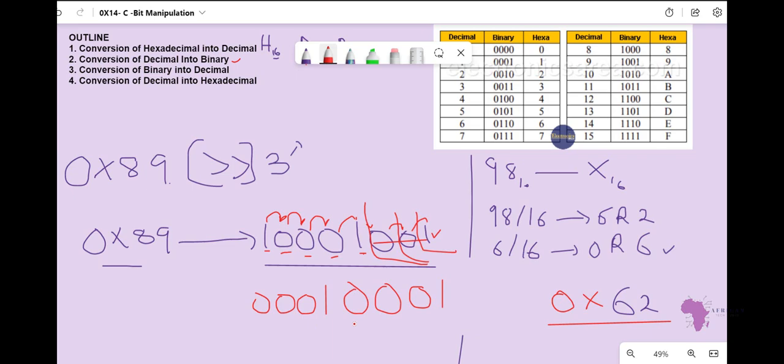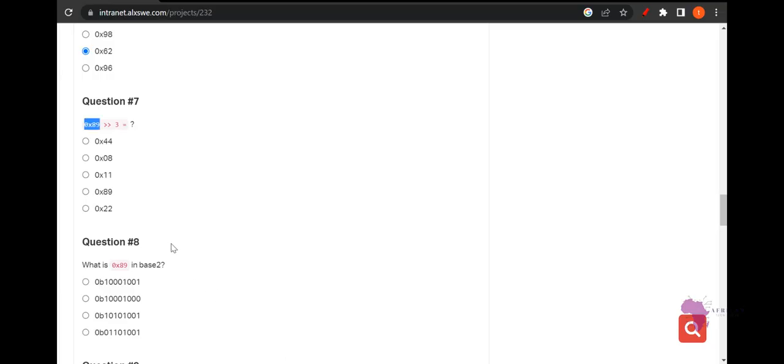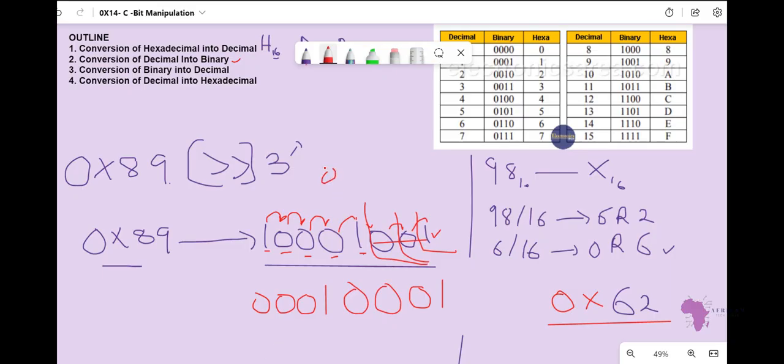But also remember one thing. We must have the binary notation. Binary notation is like 0 and B, like this. So you need to add 0b to represent the binary notation. This is our answer now.